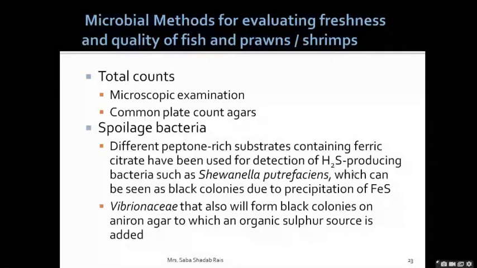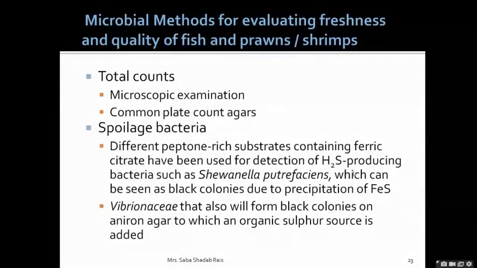There are certain spoilage bacteria, and these microbes produce certain types of reactions. I have taken two examples here: one is Shewanella putrefaciens and another is Vibrionaceae. These two bacteria have a specialized spoilage reaction, and so it can be identified whether they are present or not.